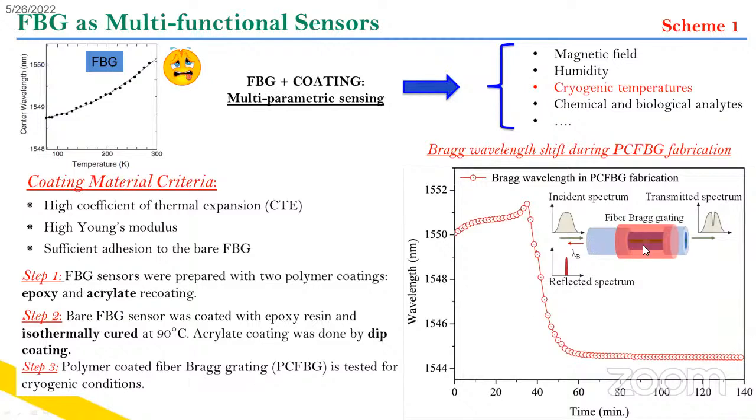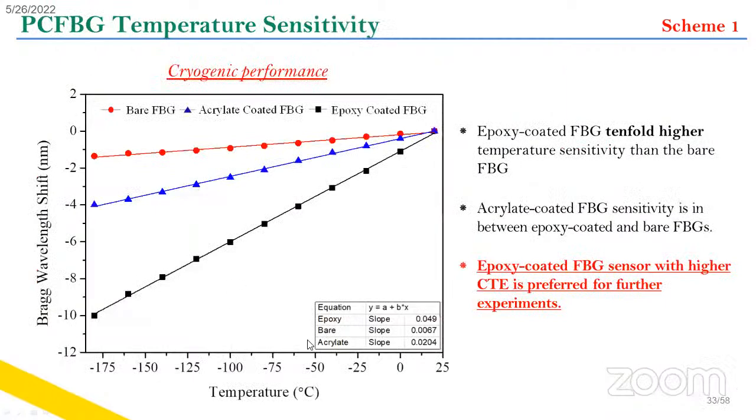Here you can see the FPG. This is a normal FPG, and on top of that, we do the polymer coating. So this FPG can monitor the temperature. Here you can see the bare FPG. In the positive temperature, the FPG can work very well. However, in the negative temperature, minus 175 degrees, the bare FPG's sensitivity is not good, and the sensor performance is also not good.